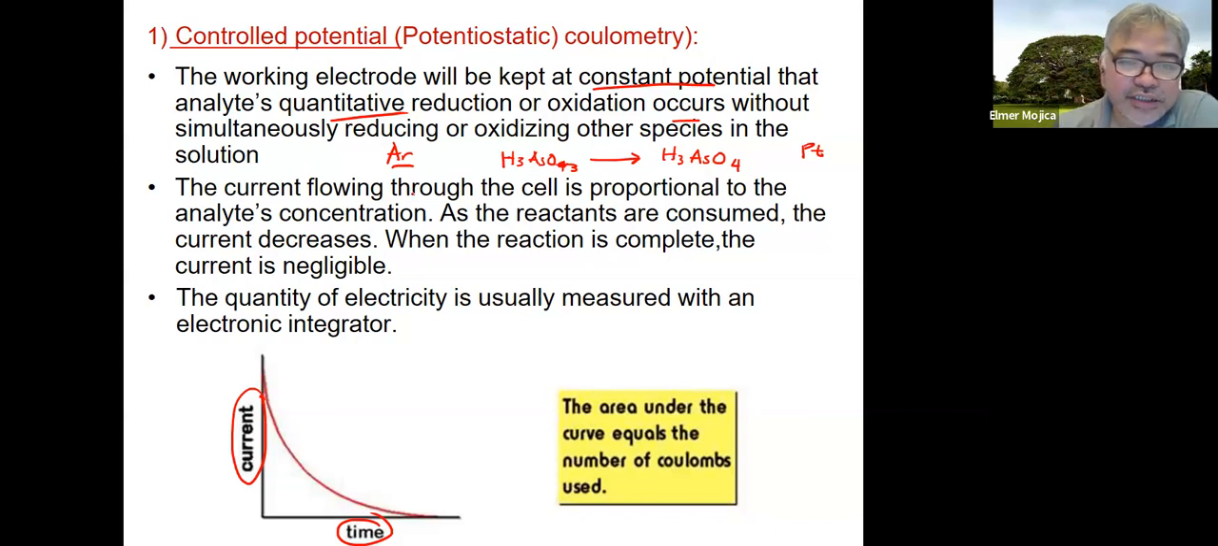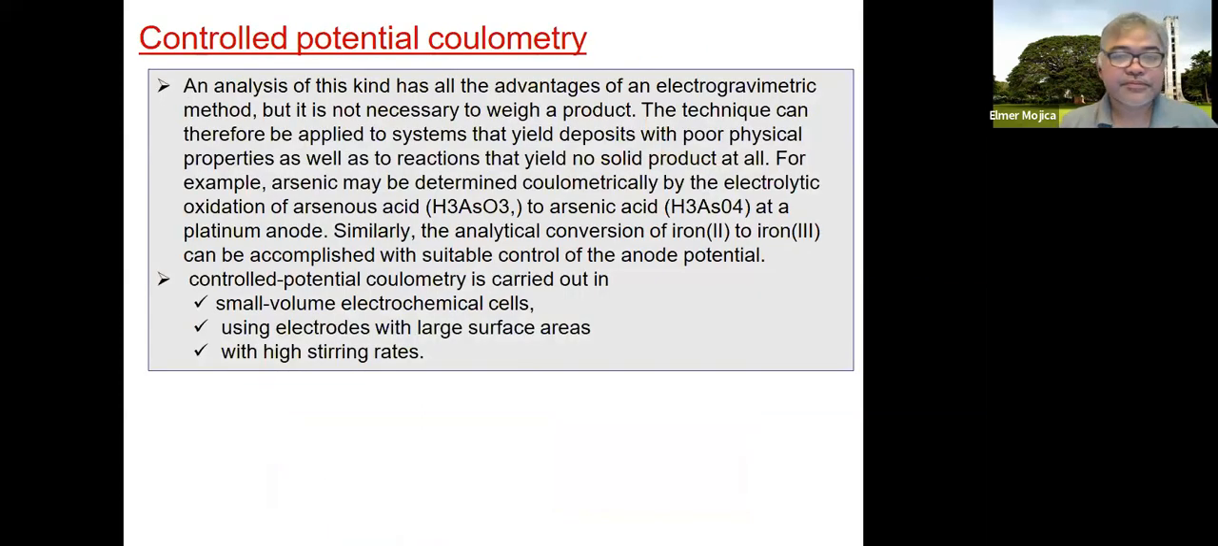So usually what happens here, the current flowing through the cell is proportional to the analyte's concentration. As the reactants are consumed, the current decreases, as you've seen here. And the area under the curve is equal to the number of coulombs that is used. So the quantity of electricity is usually measured with what we call an electronic integrator. So there's a means to measure it. As I told you, this is very similar to the electrogravimetric method. The only difference is you don't weigh the material.